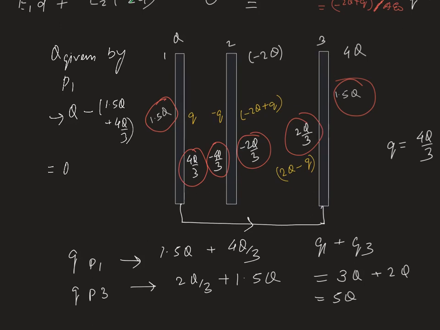That will be equal to Q minus 3Q by 2 plus 4Q by 3. So that is Q minus 17Q by 6. And what is 6 minus 17? So that you get is minus 11Q by 6. So this much charge, minus 11Q by 6, was transferred from plate 1 to plate 3 in the process.